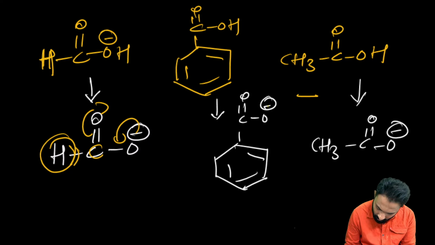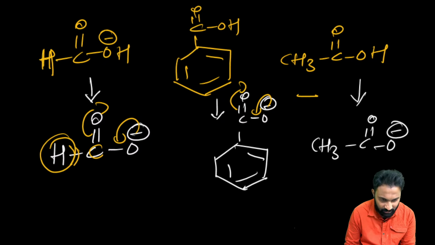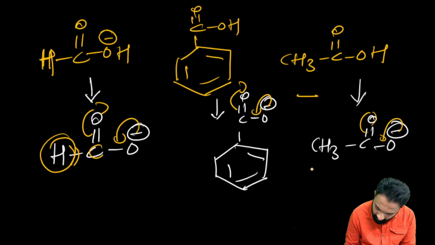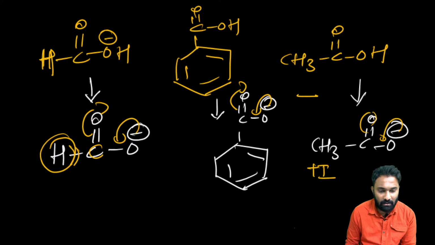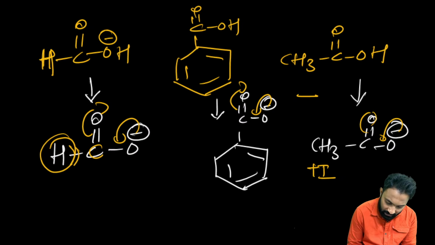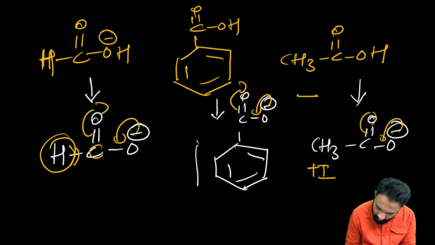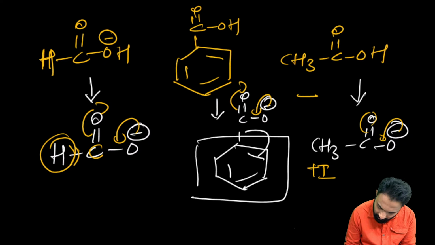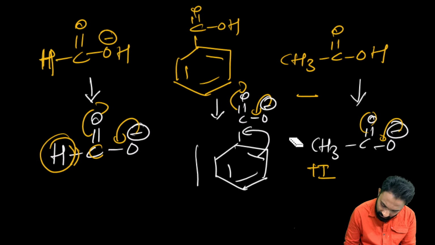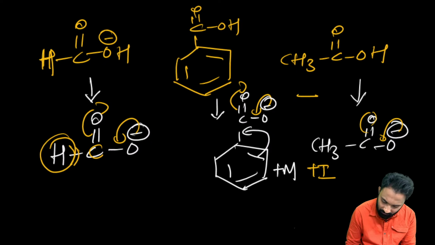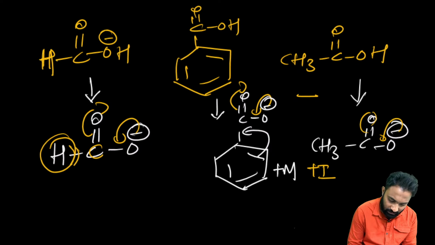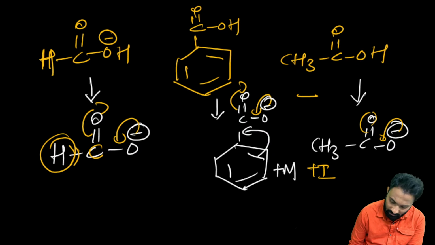Now this conjugate base is stabilized by resonance. But when it comes to here, this is stabilizing, but here a plus I group is there. But you may get a doubt, sir, here the benzene is also giving the plus M effect to the carbonyl carbon. Here it is a plus I effect, but here it is a plus M effect of the benzene.